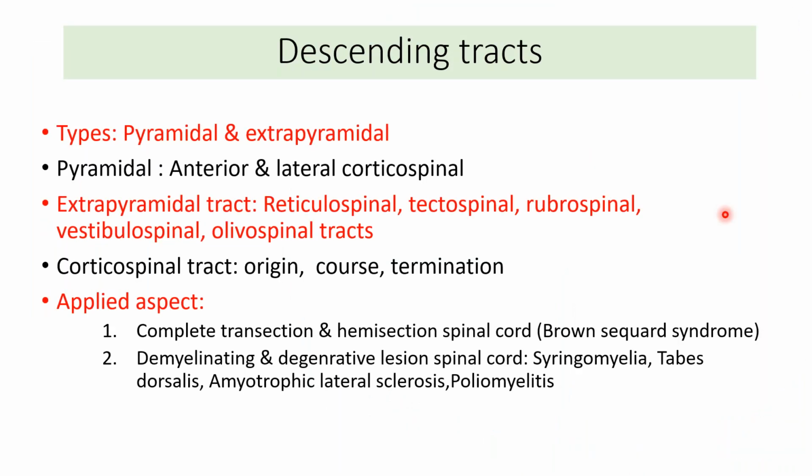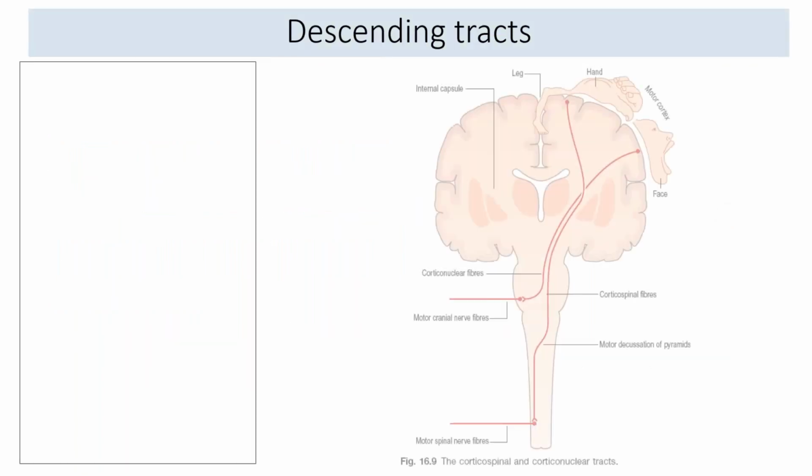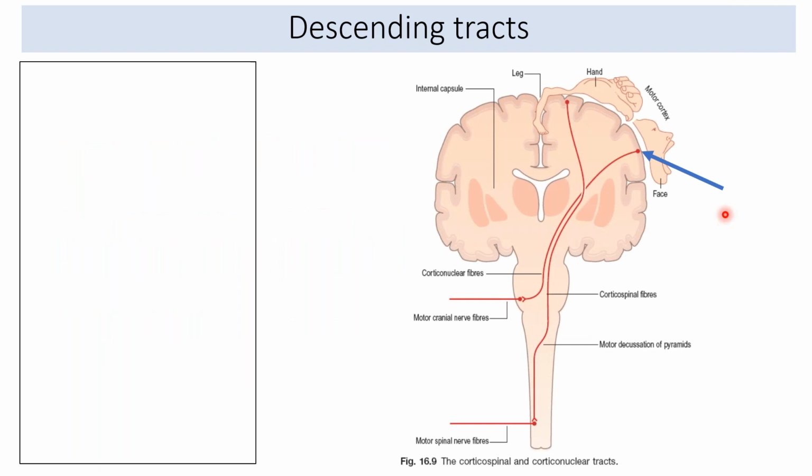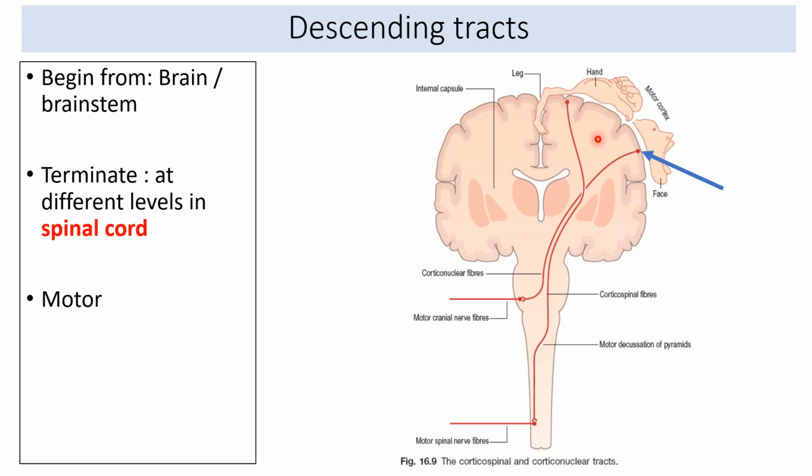So these were the headings under which we'll be doing the descending tracts today. The descending tract, as we had seen the sensory tract in the previous class, that was ascending up from the lower peripheral areas to the higher center. But what happens in the descending tract is that the motor impulses are descending down from the higher centers, that is from the brain in case of corticospinal tract, and in case of extrapyramidal tracts, it will start from the brainstem area, but the termination point will be common, that is both pyramidal and extrapyramidal will terminate at the level of the spinal cord. So they are motor in nature.